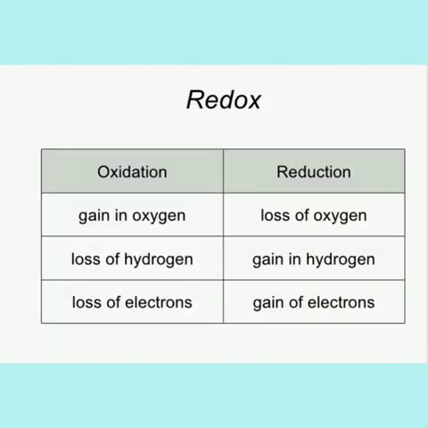In an oxidation reaction, there is gain of oxygen or loss of hydrogen or loss of electrons. In a reduction reaction, there is loss of oxygen, gain of hydrogen or gain of electrons. Now you can see that oxidation and reduction are just reverse to each other. If in oxidation there is gain of oxygen, then in reduction there is loss of oxygen. Similarly, if there is loss of hydrogen in oxidation, then there is gain of hydrogen in reduction.